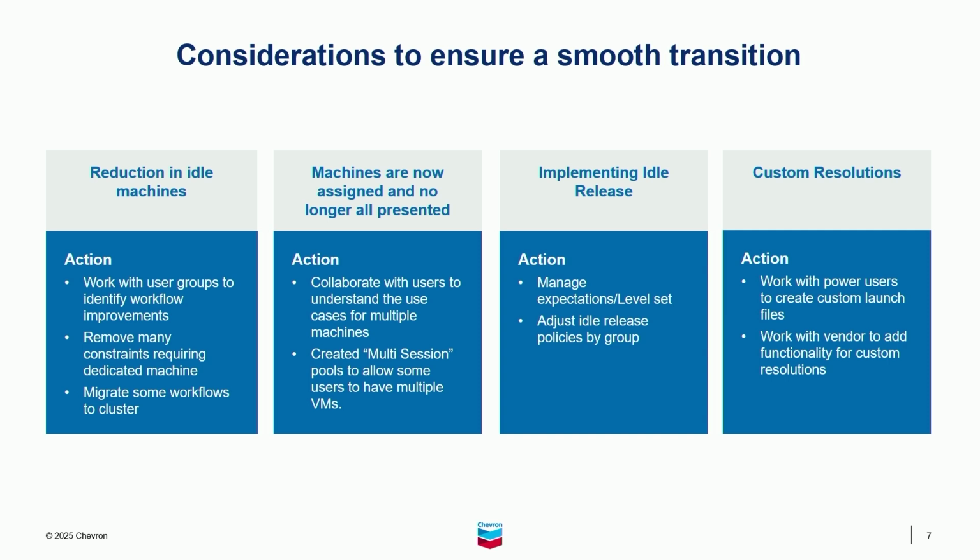Idle release was another big one that we had to do carefully. People don't want to be logged off of their machines. But on the flip side of that, we want to be efficient with how we're using our resources. So to do that, we created a couple of plans, 2-day, 5-day, and 7-day. So for certain groups of users, they got a 7-day release where their machine could be idle for 7 days. They could work throughout the weekend.